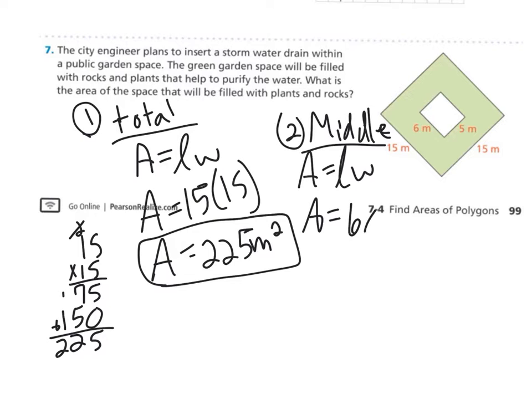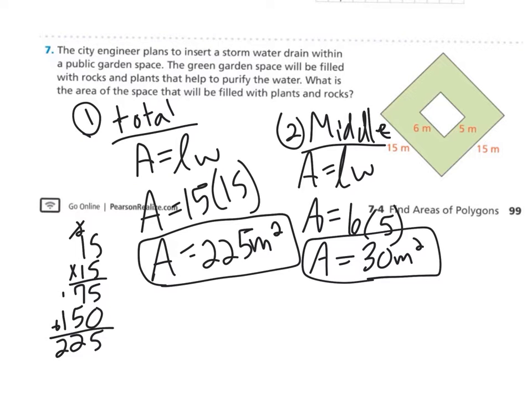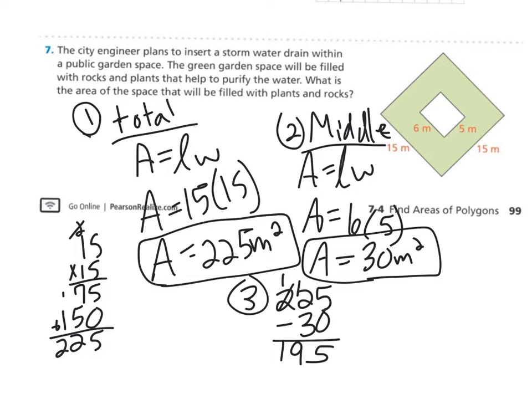So that's another rectangle. We could do 6 times 5, which is 30. And then in this case, we're actually subtracting that middle piece. So 225 total minus the 30 in the middle would be 195. Good. So 195 square meters would be the area of our space here.